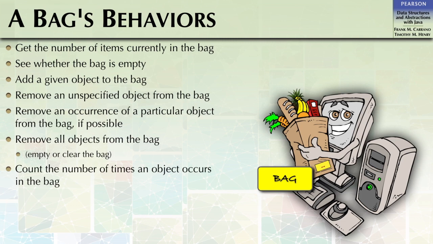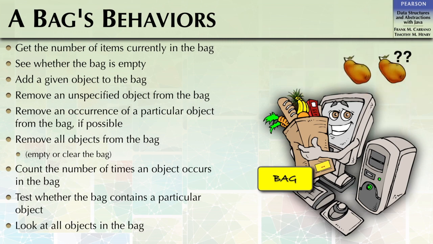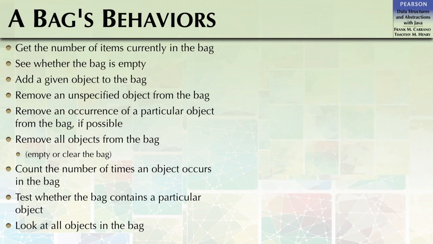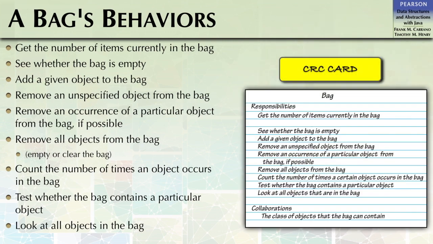We need to count the number of times an object occurs in the bag, and we need to test whether the bag contains a particular object. And finally, we need to be able to look at all the objects in the bag. We can take these behaviors and write them on a class responsibility collaboration, or CRC, card. Since a bag is an abstract data type, we only describe its data and specify its operations. We don't indicate how to store the data or how to implement its operations.